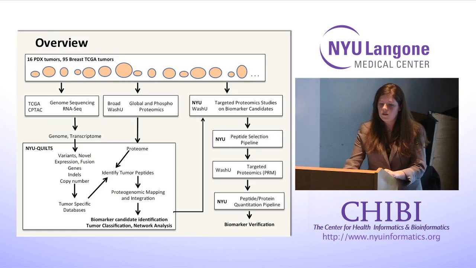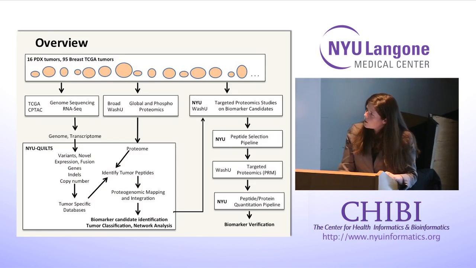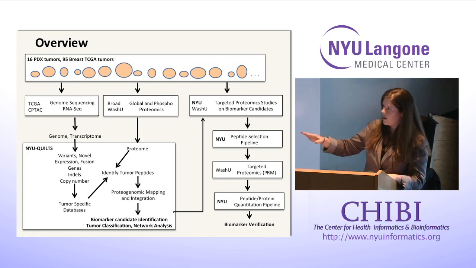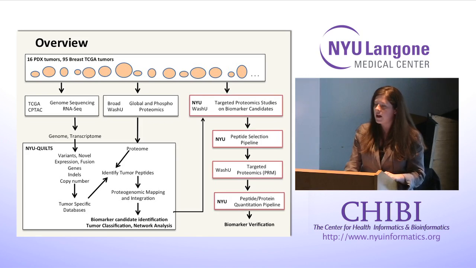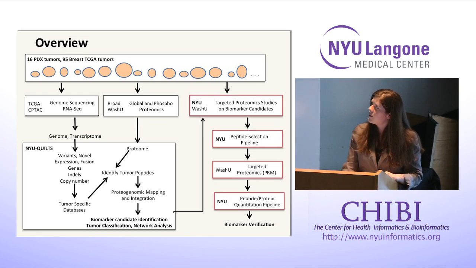Okay, so I've told you all about Quilts. So I'm going to move on. After this is finished, we'll have hopefully a nice biomarker candidate list. And then we'll take this and look at these proteins in a targeted approach. So we'll come back to the tumors and do targeted proteomics. We're developing tools and assays right now to do this even before this part is finished. And this is being completed primarily at Wash U. I'm going to focus in on all of the different steps. We have developed informatics tools at both the peptide selection step as well as the quantitation step.